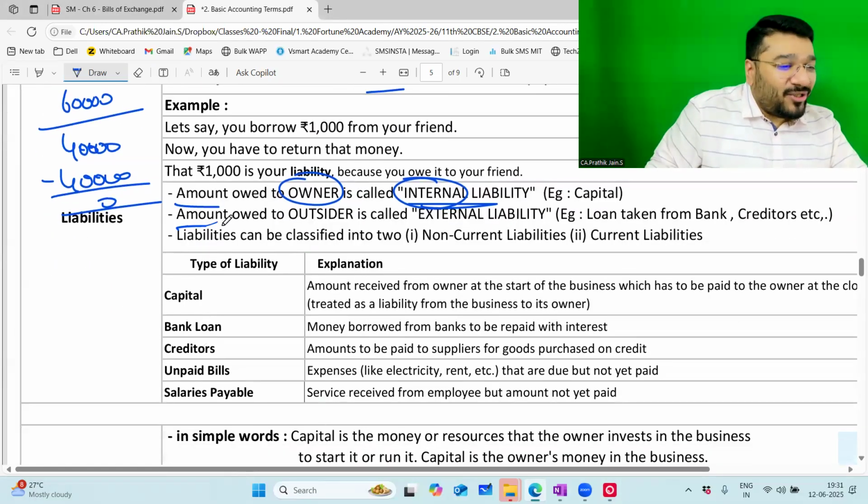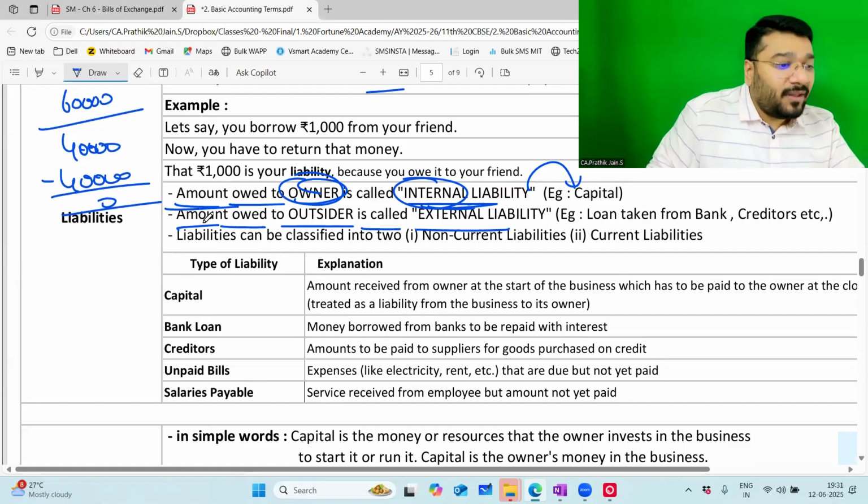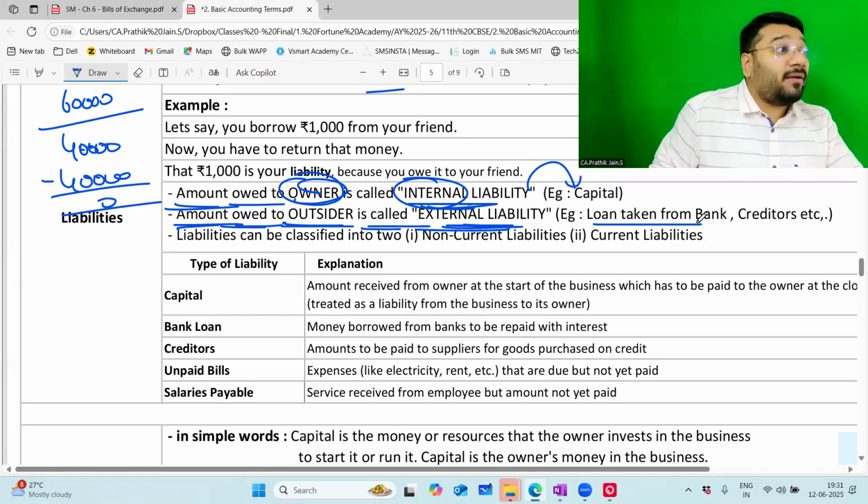Anyways, amount owed to an outsider is called external liability. Amount owed to the owner is called internal liability. What is the internal liability example I gave you? Capital. Capital, in depth I have to discuss; I gave you a short explanation only. Amount owed to the outsider is called external liability. The loan that you take from the bank, what you're enjoying now, in future you have to repay. So bank loan is a liability.